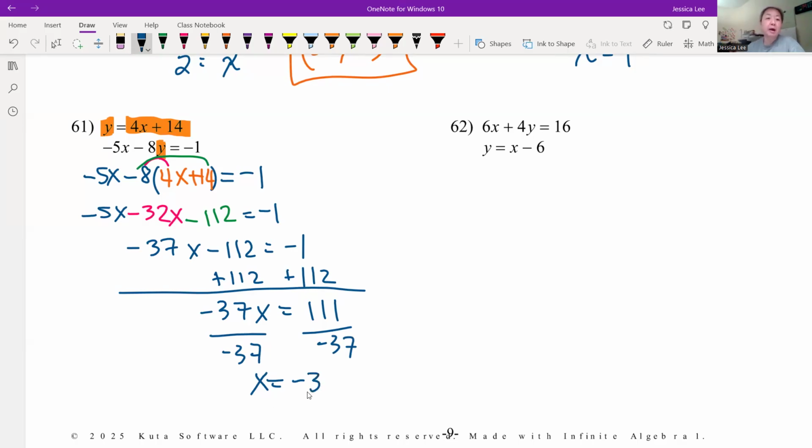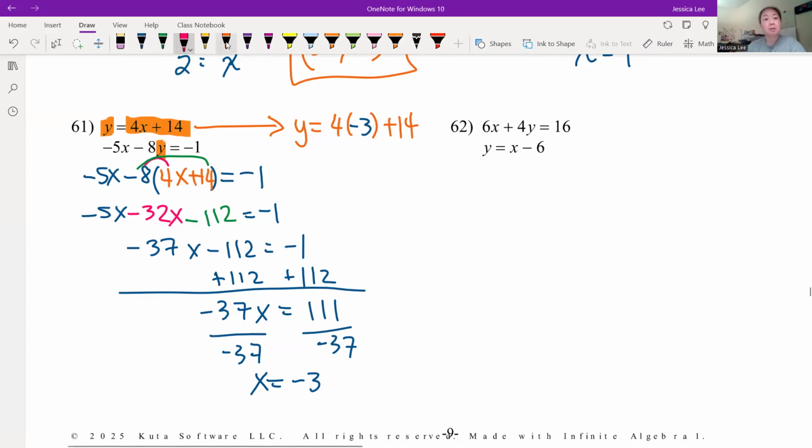Okay, so I know my x, we need to figure out the y. So plug it into which one? Either one is fine, but honestly, the top looks a lot easier, right? Because it's already solved for y, so it's less for me to do. So y is equal to 4 times the x, which is negative 3, plus 14. So I'm going to plug in negative 3 for x.